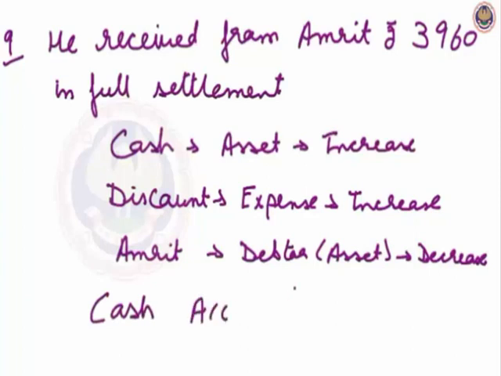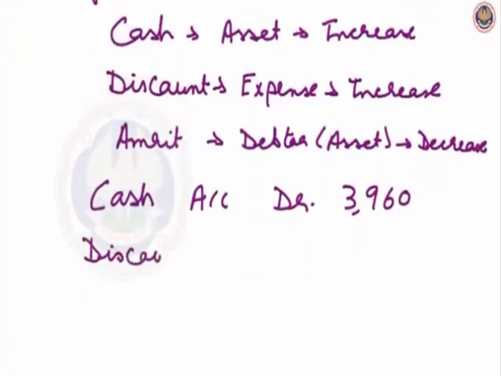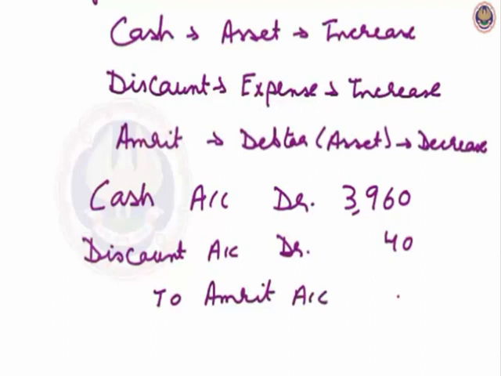So on increase of asset, the account is debited. So cash account is debited by 3960. We are allowing the discount. Discount is an expense. Increase in expense is also debited. So discount account debited by 40. Then we are receiving the amount from Amrit. Amrit is a debtor. When we will receive the amount, our debtor will decrease. So when asset decreases, it is always credited. So it is to Amrit. Amount will be 4000.